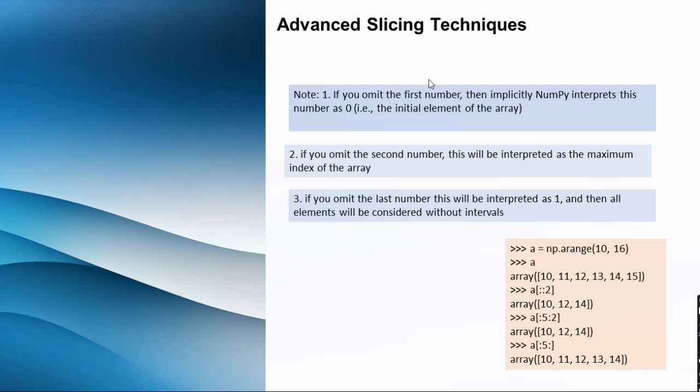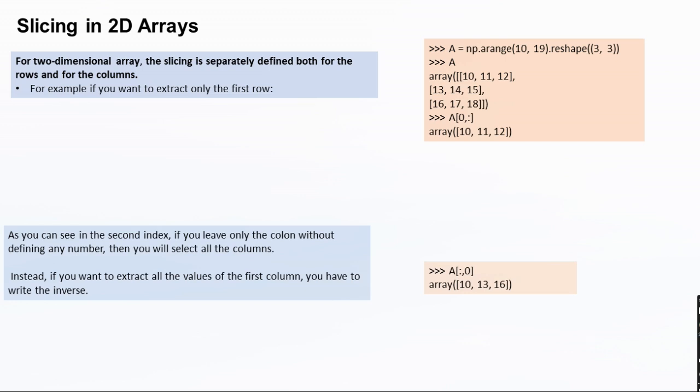So these are the 3 points that you have to remember. If the first argument is left out, then the index is 0 by default. If the second argument is left out, then the argument is the maximum index of the array. If the third argument is left out, then the gap is taken as 1. The same concept is demonstrated here.